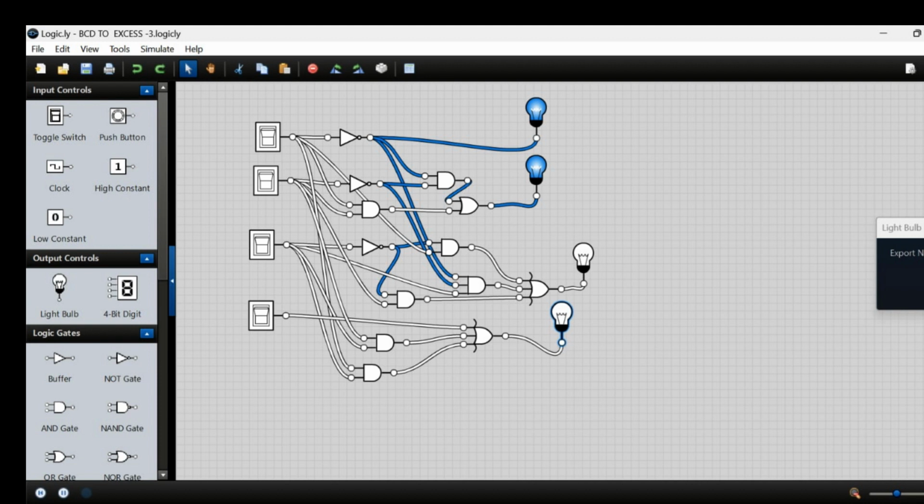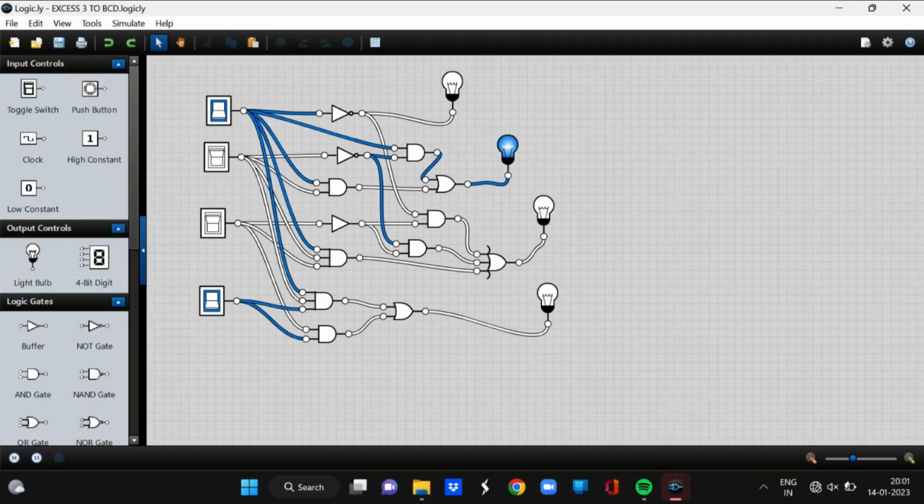In this, in the truth table the first 3 are don't care conditions and the last 3 are also don't care conditions. Next is XS 3 to BCD. In this, there are 4 inputs and 4 outputs, 4 NOT gates, 7 AND gates, and 2 and 3 input OR gates.